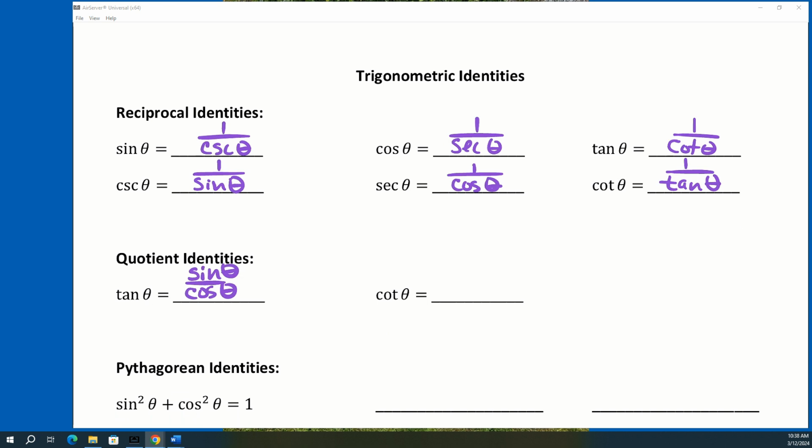So that one you may already know. It's a pretty easy one to remember. And once you know that one, and knowing that the cotangent is the reciprocal of the tangent, what should the cotangent of theta be? Right, the reciprocal, cosine of theta over sine of theta.